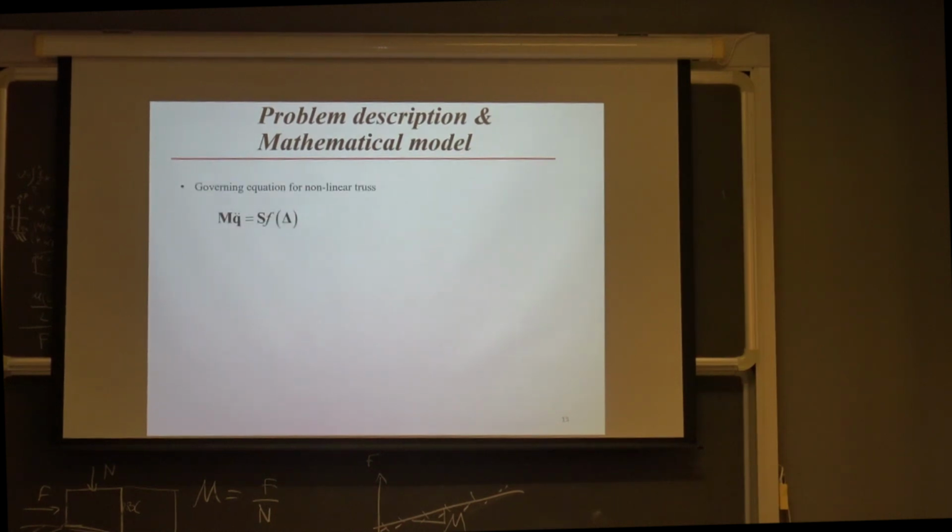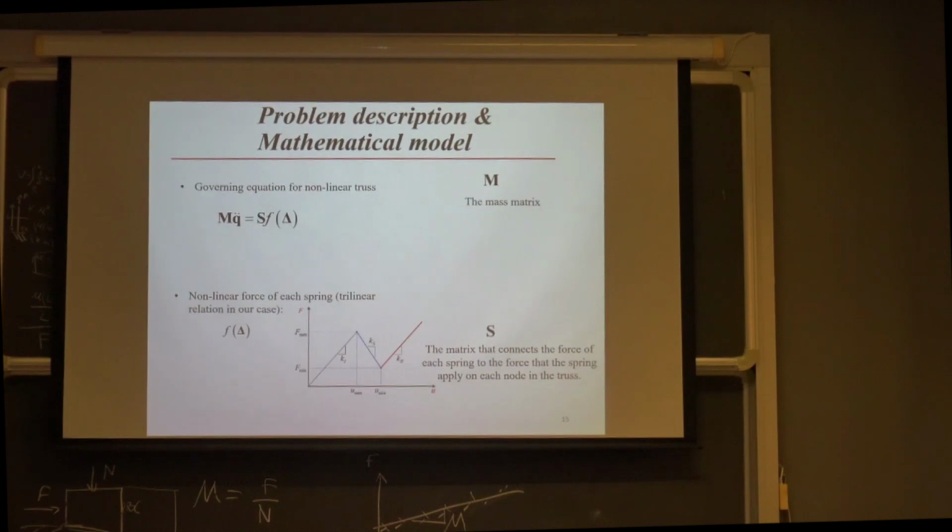Let's continue. This is our governing equation for nonlinear truss. So let's talk about each of those components. M is a mass matrix, like I said. Q is the acceleration of each mass. F of delta is the nonlinear force of each spring, while delta is the vector of the elongation of all of the springs. So F of delta is the force of each spring.